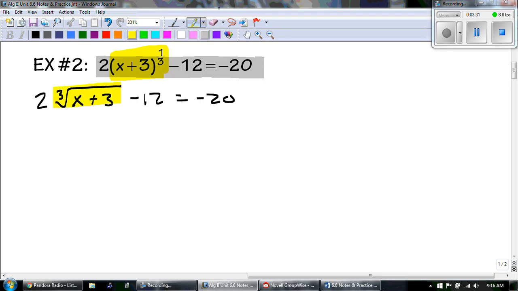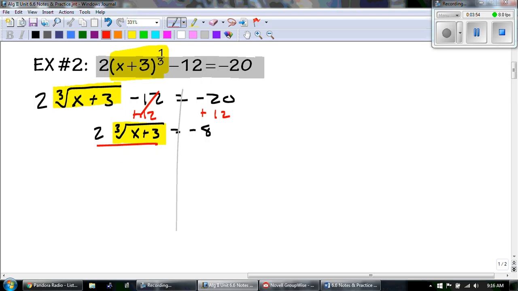So I want to get the cube root by itself, so I'm just going to do the inverse operations. I'm adding 12 to both sides, so I've got 2 times the cube root of x plus 3 equals negative 8. That's multiplication right there, so to get rid of multiplication, I'm going to divide by 2. And then I have the cube root of x plus 3 equals negative 4.